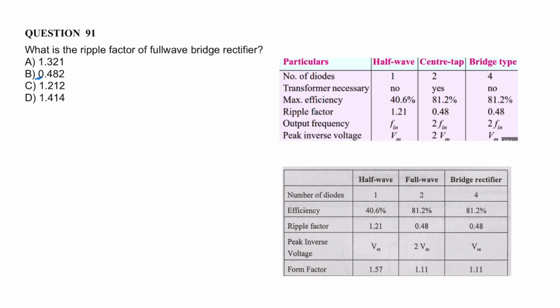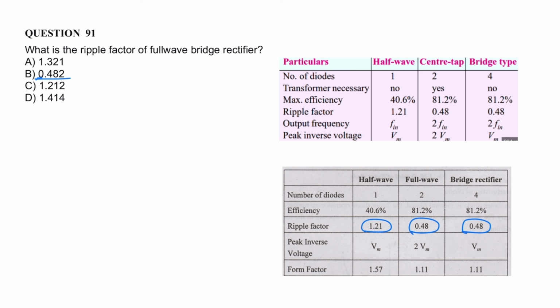Next, the ripple factor of a full wave bridge rectifier. For a half wave rectifier, the ripple factor is 1.21. For a full wave rectifier, it is 0.48. For a full wave bridge rectifier, it is 0.48. Correct option is 0.482. Let us see some more points.